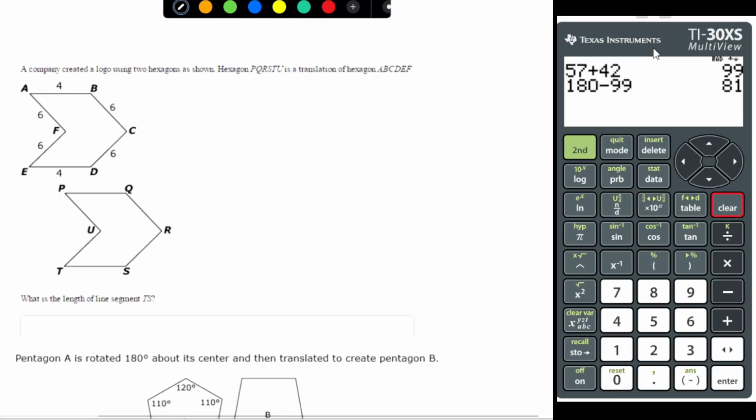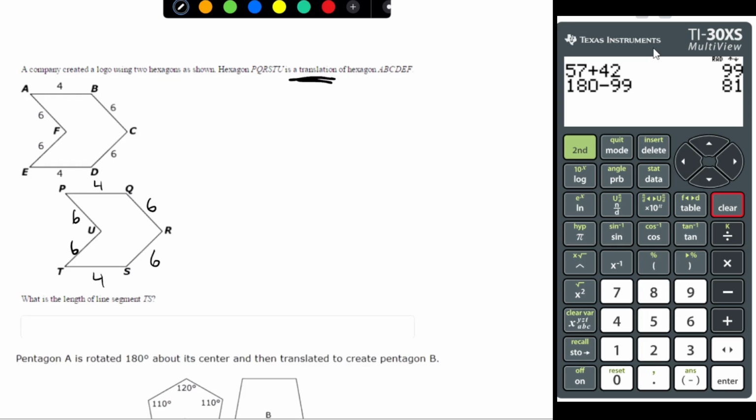A company created a logo using two hexagons as shown. Hexagon PQRSTU is a translation of hexagon ABCDEF. Well, this is nice because we don't even need to recreate the old shape. It's literally just recreated for us. All you gotta do is fill in the side lengths. It's the exact same shape because it's congruent, because it's a translation only. Translation means they just took it and moved it. To put it in SpongeBob terms, they took this hexagon and pushed it somewhere else.